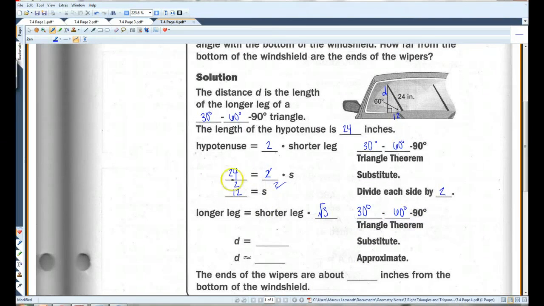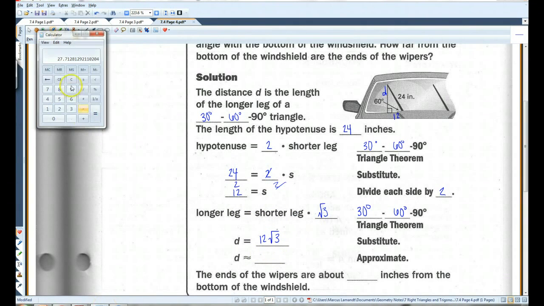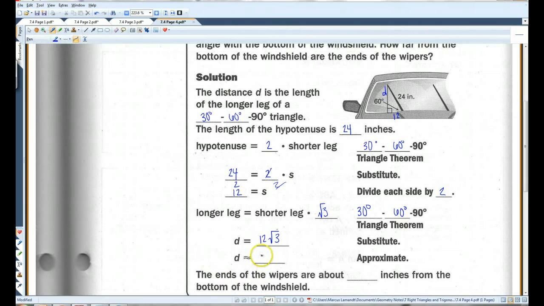The longer leg is d, so I've got 12 times root 3. And generally you can just leave it like that, but they want a decimal, so we could do that. Square root of 3 times 12 is 20.78. I'll just put 20.8. So the ends of the wipers are about 20.8 inches from the bottom of the windshield.